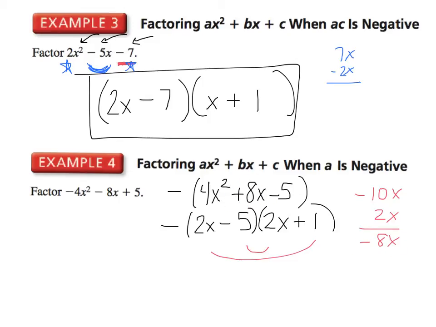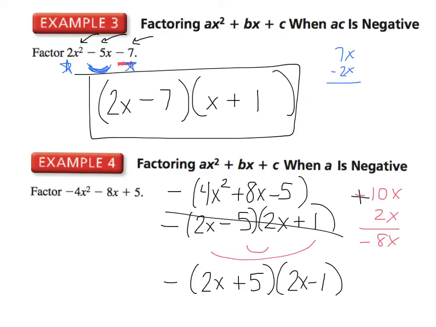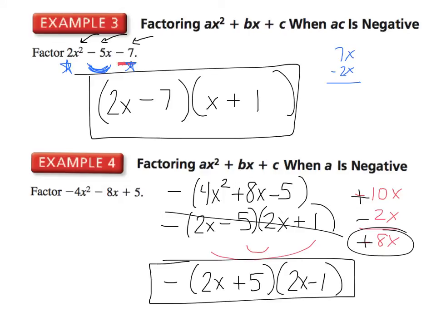So what is the only thing I turn around? I just move the minus and the plus. And if you check this, it would work this time to give me a positive 8x. So my answer would be negative times 2x plus 5 multiplied by 2x minus 1.